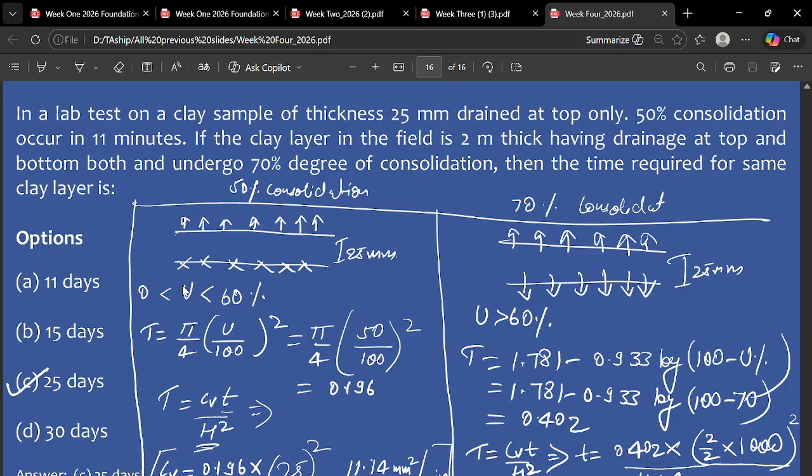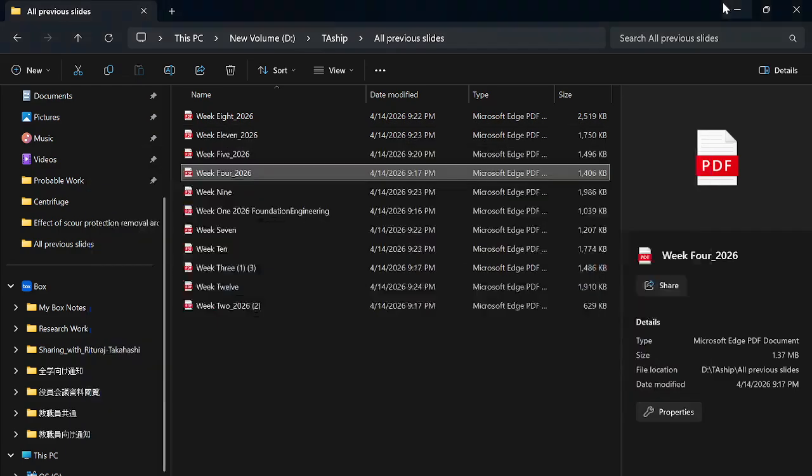Your time factor formulas also depend upon the degree of consolidation which you need to address. If the degree of consolidation is between 0 to 60 percent, that is the particular relation. If the degree of consolidation is greater than 60 percent, that is the particular relation. So that was all about week 4. Let's move to week 5.